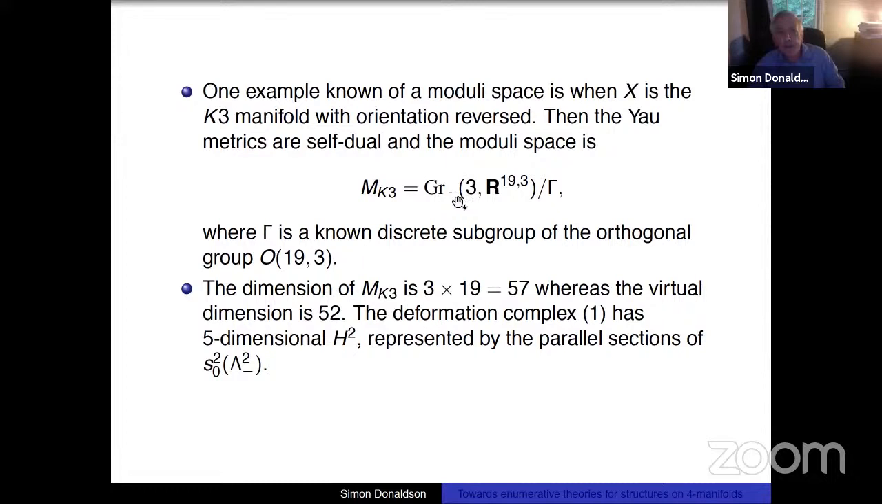You take the Grassmannian of negative 3-planes in this space R^(19,3) of indefinite signature, and then you divide by a certain known discrete subgroup. It's a discrete subgroup of the orthogonal group of this indefinite form, which we won't take time to explain in detail.